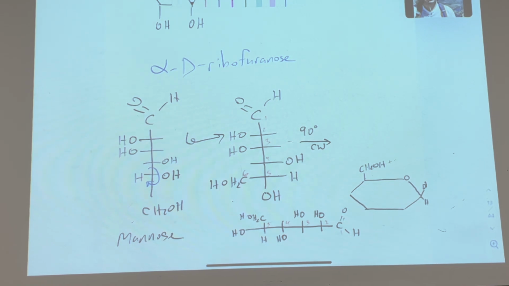Because remember, when the ring closes, you're going to get both alpha and beta anomers. So unless you're specifically told what anomer to draw, you can draw this any way you want at the anomeric position. The other positions, however, are fixed. So C2 is going up, C3 is going up, C4 is going down, and there you have it. Any questions on this?